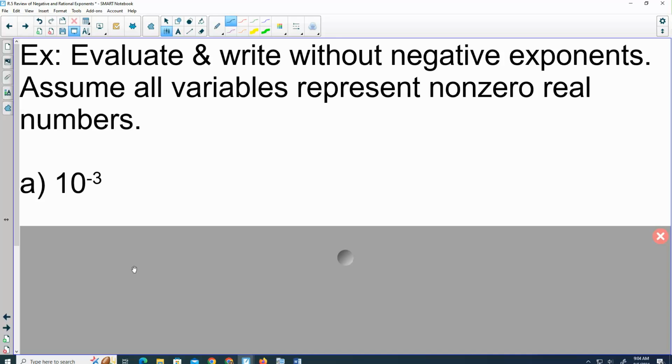So if I asked you to find 10 to the -3rd. First thing we always do is rewrite it so we don't have negative exponents. So what does the -3rd tell me? So it's just a 1 on top. What is 10 to the 3rd? That means 10 times 10 times 10. 10 times 10 is 100, times 10 adds another 0, so 1,000.